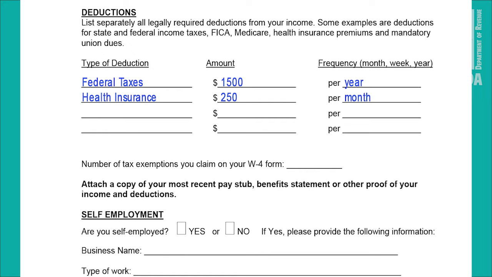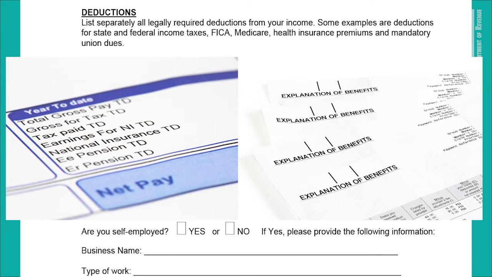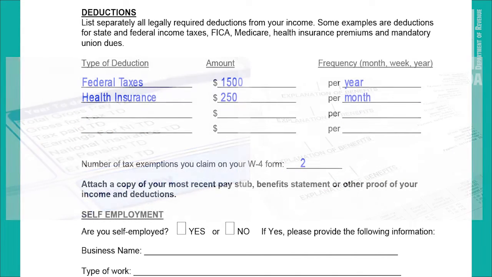Once you have listed each deduction that is relevant for you, enter the number of tax exemptions you claim on your W-4 form on the line provided. You will need to attach a copy of your most recent pay stub, benefit statement, or other proof of income and deductions with this form when you return it. Keep your original records. Only send us copies.